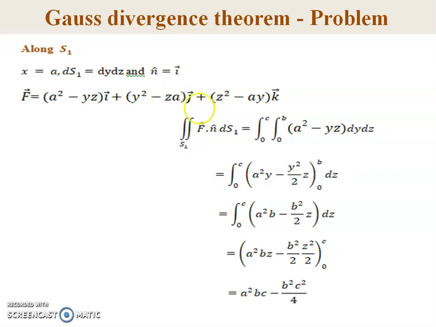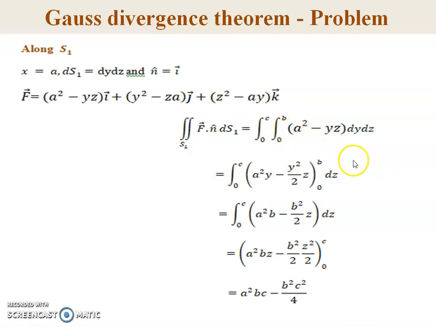Now the double integral over S1 of F vector dot n cap dS1. That means we need F vector dot n cap. Take the dot product between these two. I dot I becomes 1, therefore a square minus yz. I dot j becomes 0, I dot k becomes 0, so only one component is left here. What about the limits? The y limit is 0 to b, the z limit is 0 to c, and dS1 equals dy dz, as already given.